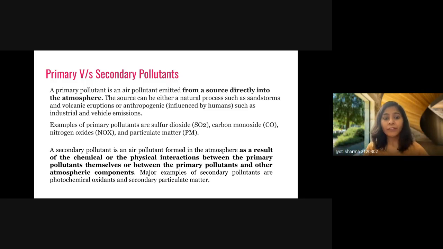So if I'm seeing the example of primary pollutant, then this may be the sulfur dioxide, because you know that there is the combustion of diesel, then this will give you the SO2, right? So this will give you SO2. Again, vehicle combustion, diesel combustion or petrol combustion, will give you carbon monoxide, NOx, and particulate matter.